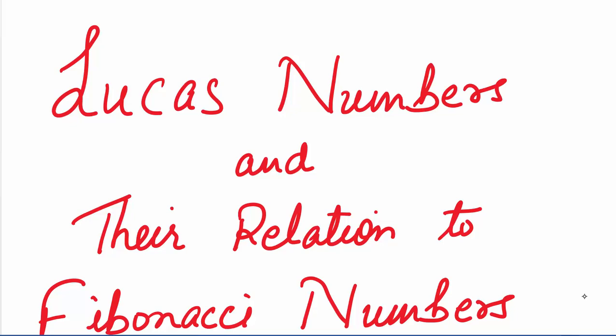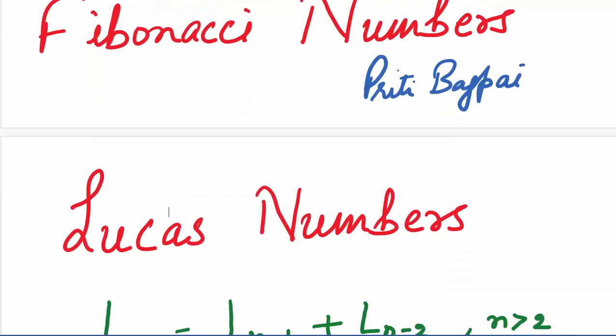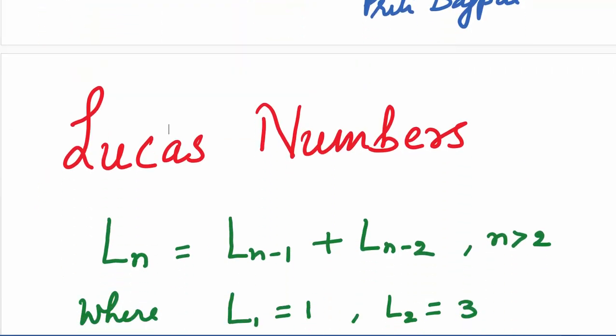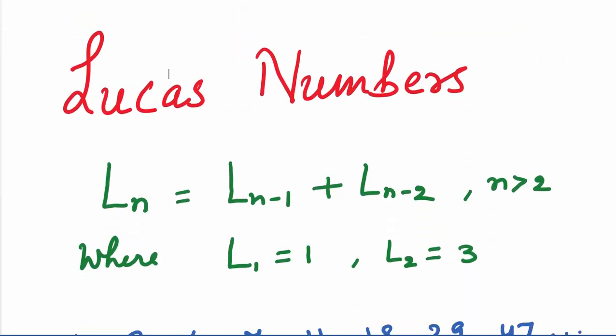Everyone, welcome to today's topic: Lucas numbers and their relation to Fibonacci numbers. In the previous video, you have already done Fibonacci numbers. How do we define them? We take two initial values 1 and 1, and add them, which gives us the next number 2. To this 2 we add the previous number 1 and we get 3. To the 3 we add the previous number 2 and we get 5. This is how Fibonacci numbers are generated.